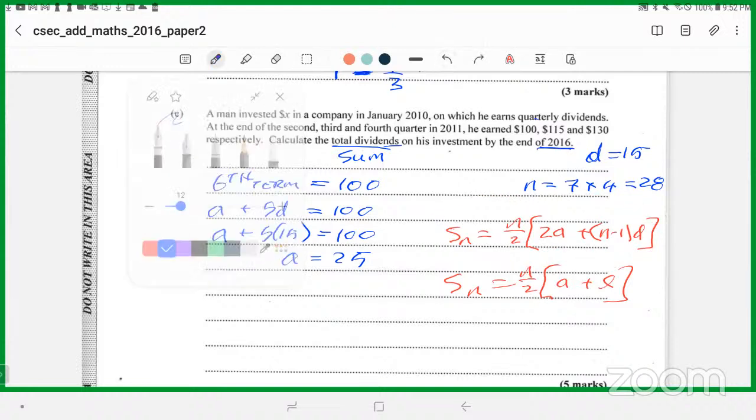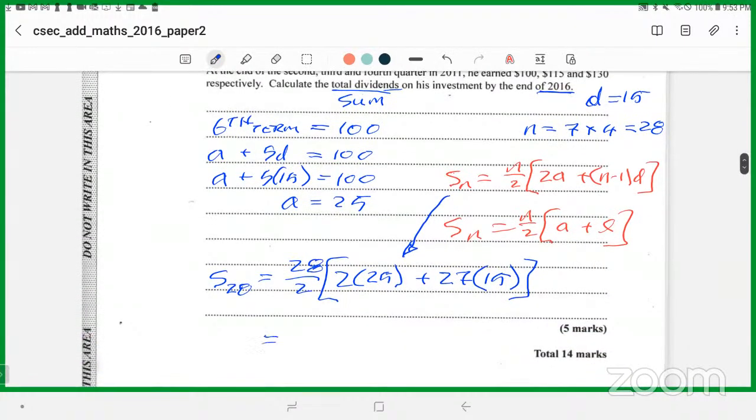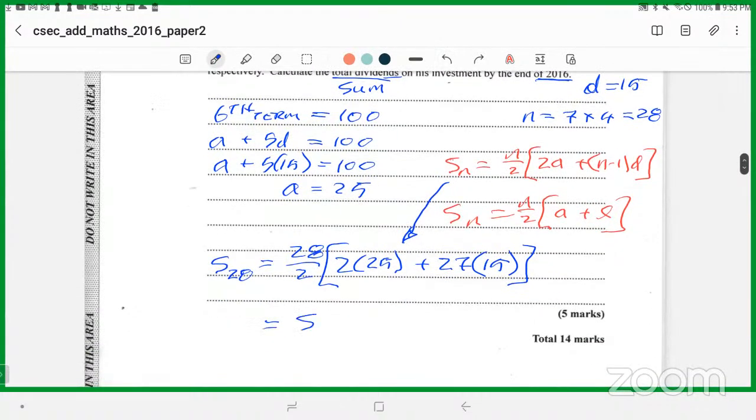So let's just drop it down here and do the calculation. The sum to 28 terms becomes 28 over 2 into 2 times a, the a is 25, so it's 2 times 25 plus n minus 1. 28 minus 1 is 27 and the d is 15. Put that in the calculator and put the dollar sign in front of it because it's money, right? So put the dollar sign in front of it when you get the answer. Sum to 28 terms, and that will be the answer. Where did that go?